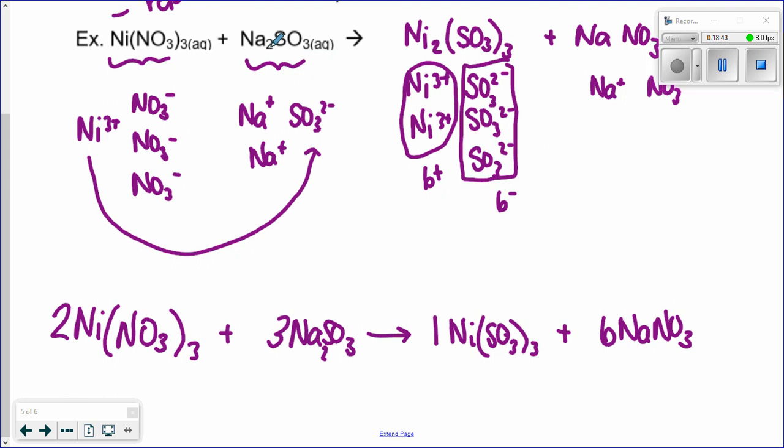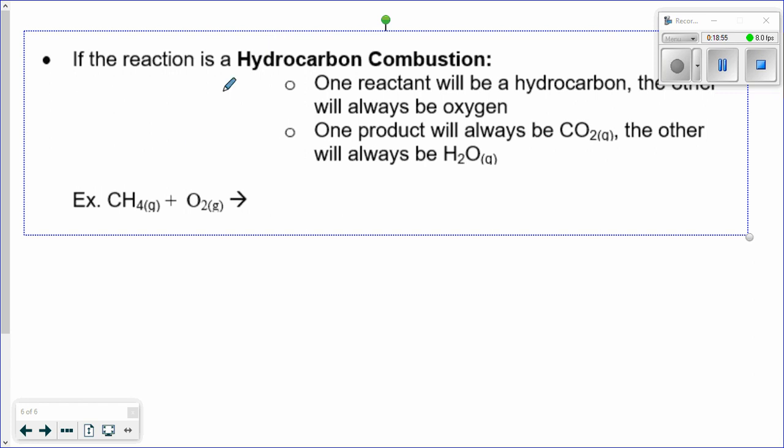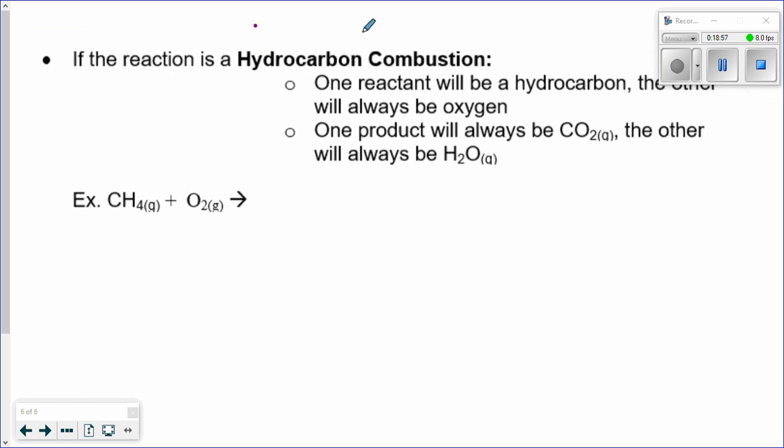So again, it needs to follow that pattern of double replacement reactions where your positive from your first compound needs to end up with your negative from your second compound and vice versa. If the reaction is a hydrocarbon combustion, so again, we're just talking about hydrocarbon combustions here, one reactant will always be a hydrocarbon, so it'll have C something, H some other number. So CH4 is methane, C2H6 is ethane, and it goes on. The other reactant will always be oxygen. One product will always be carbon dioxide. The other will always be water.